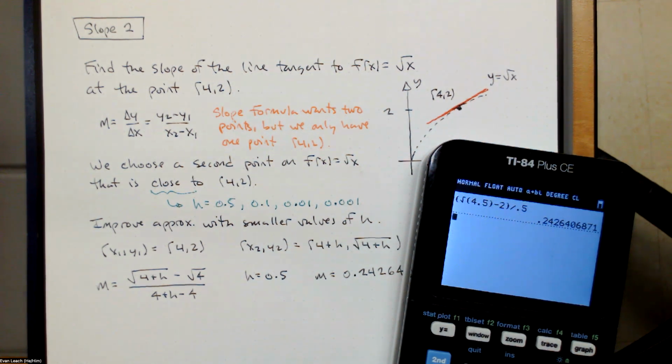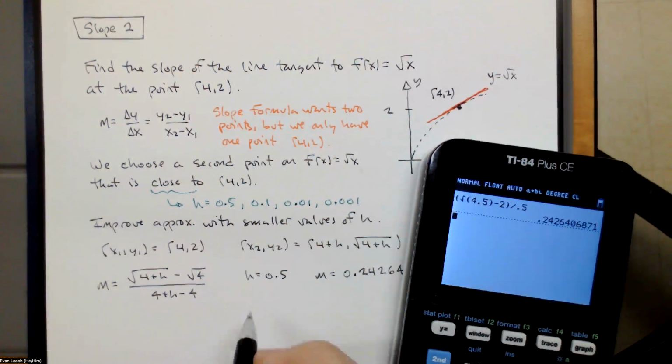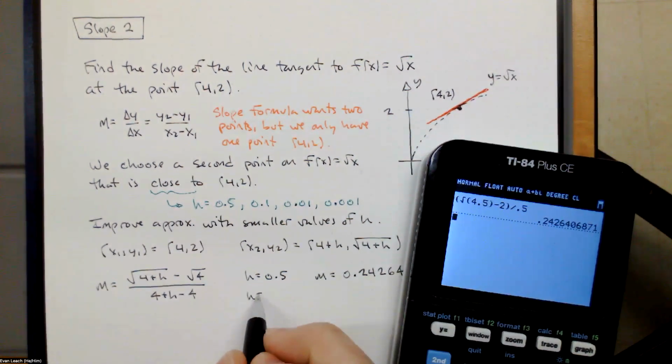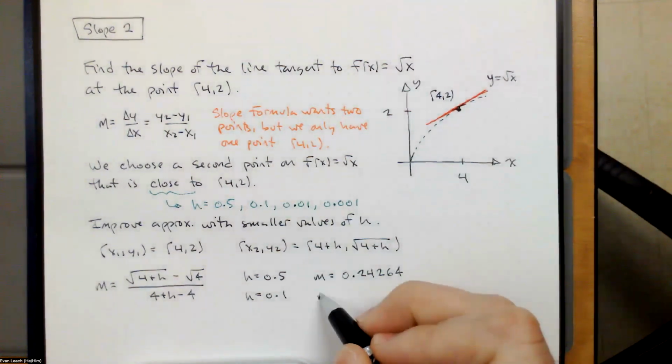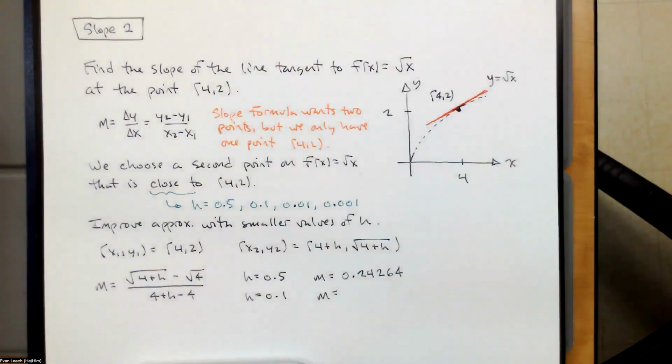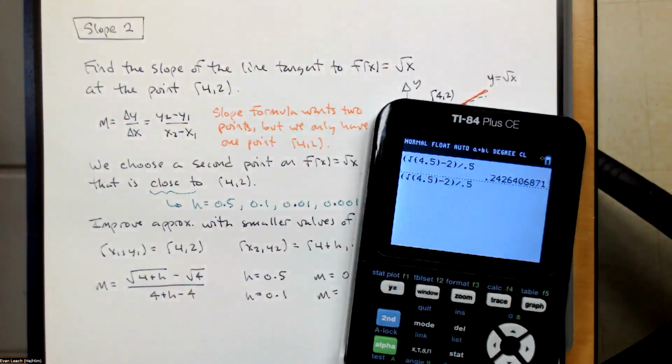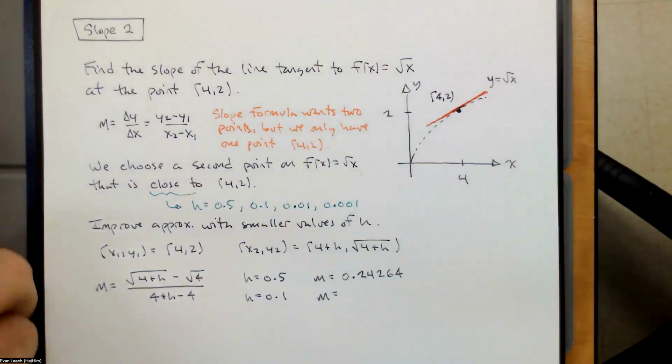Then the idea is to just use a smaller value of h. So when h is equal to 0.1, we'll get a different value of the slope. So then I'll just redo this calculation, but change my 0.5 to a 0.1. It goes up in 2 places. And now I've got a slope of 0.24846.